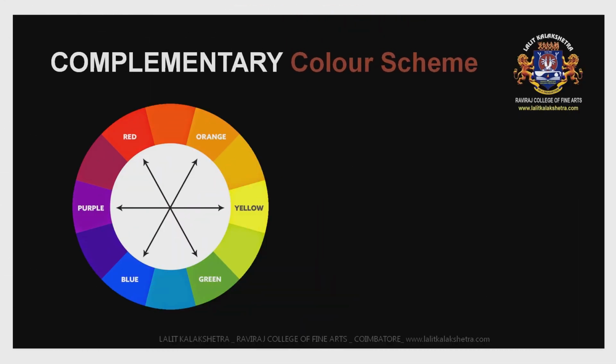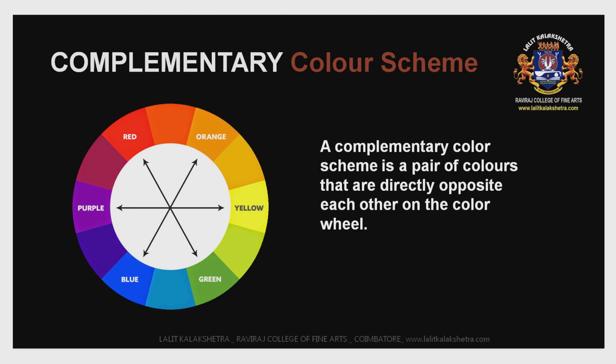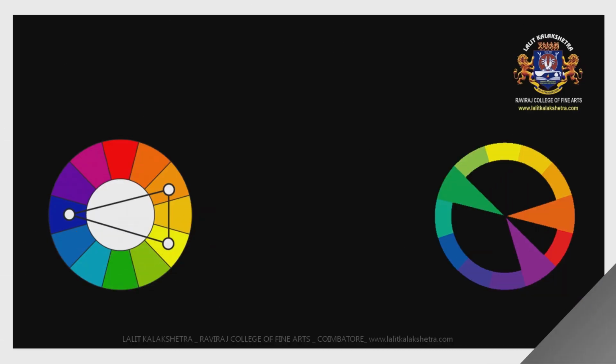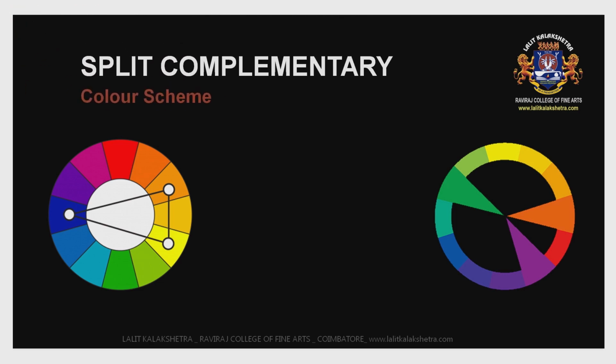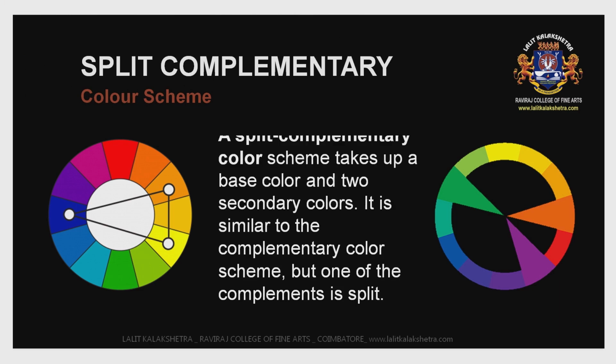Complementary color scheme. A complementary color scheme is a pair of colors that are directly opposite each other on the color wheel: red and green, orange and blue, yellow and purple. Split complementary color scheme. A split complementary color scheme takes up a base color and 2 secondary colors. It is similar to the complementary color scheme, but one of the complements is split.